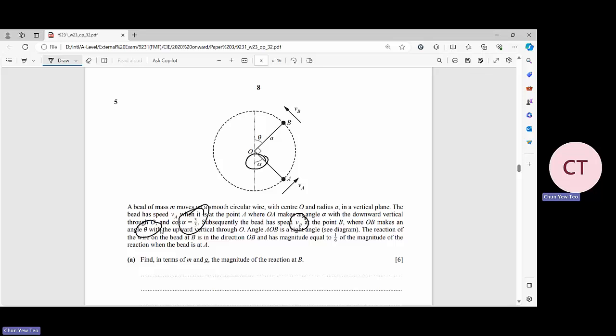The reaction of the wire on the bit at B in the direction of V has a magnitude equal to 1/6 of the magnitude of the reaction when the bit is at A. So we are looking for the magnitude of the reaction at B. Over here, we just need to have a diagram. First of all, we need to settle the relationship between alpha and theta. They are giving you theta plus alpha is equal to 90 degrees.